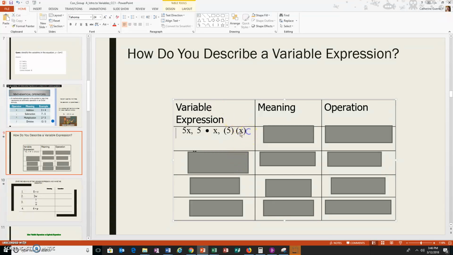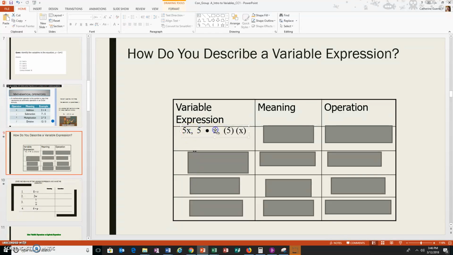So right here we have the variable expression 5x, or 5 dot x, or 5 with parentheses, where the symbols are up against each other. The meaning of this is multiplication: 5 times x. It means times. And the operator, of course, is multiplication.